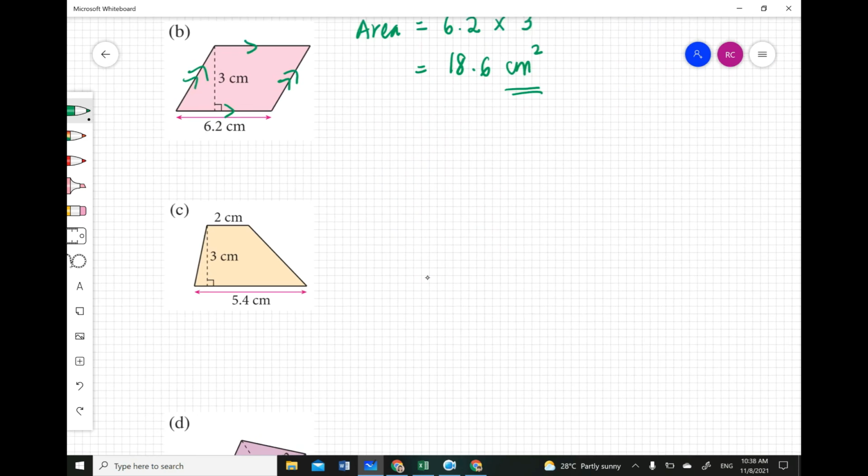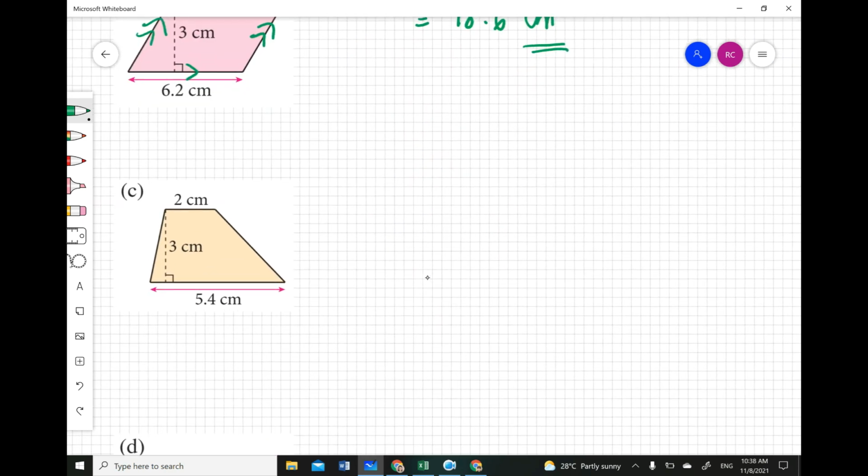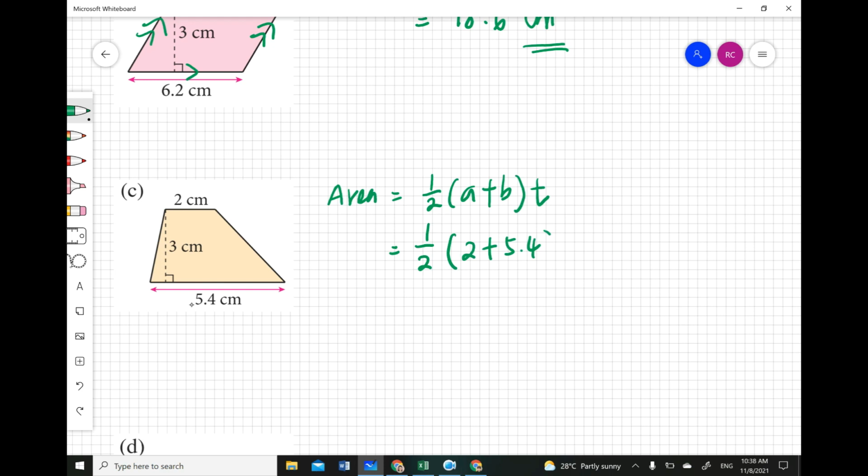Trapezium. So we are going to solve the trapezium here. The formula for the area of a trapezium is equal to 1 over 2 (A plus B) times T. So we just need to replace everything. 1 over 2, still the same. The A is 2, B is 5.4. And the T is equal to?